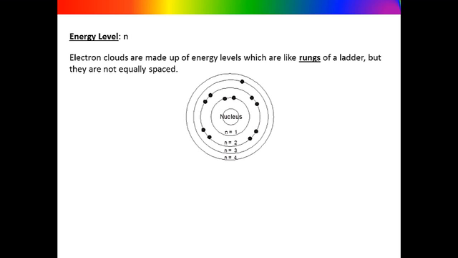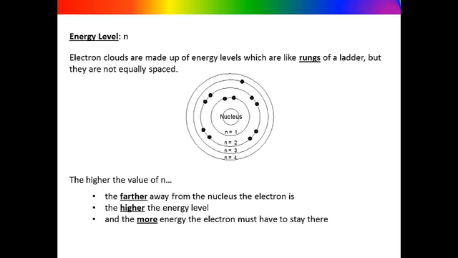Notice the values of n located on the rings, or energy levels, of the Bohr model. The higher the value of n, the farther away from the nucleus the electron is, the higher the energy level it is on, and the more energy the electron must have to stay there.